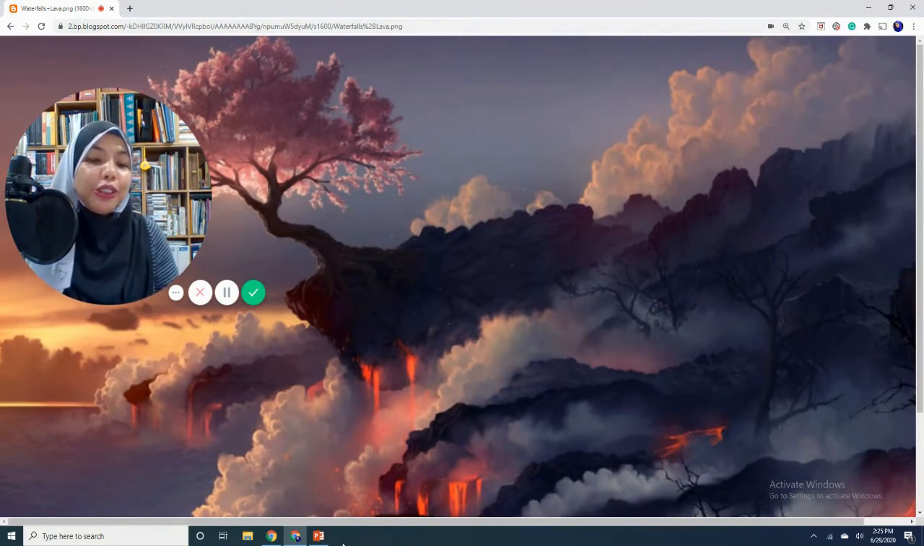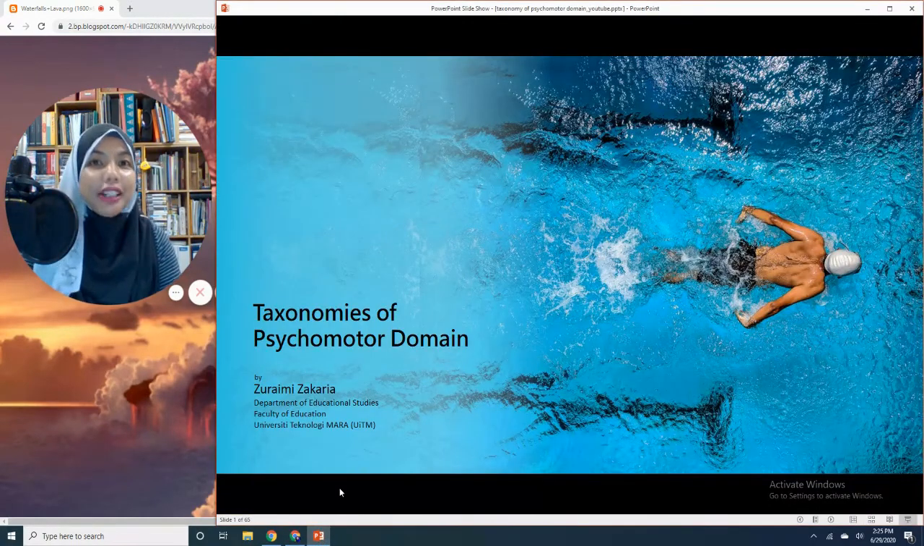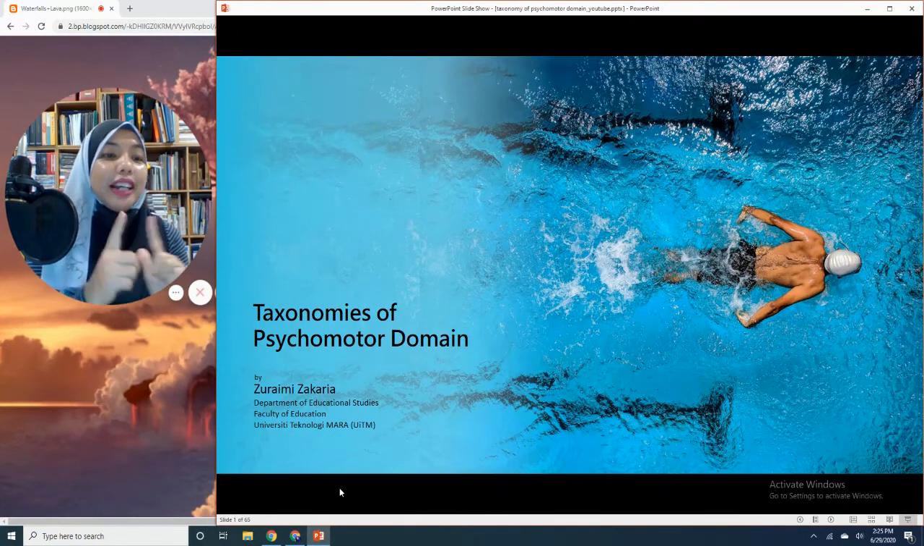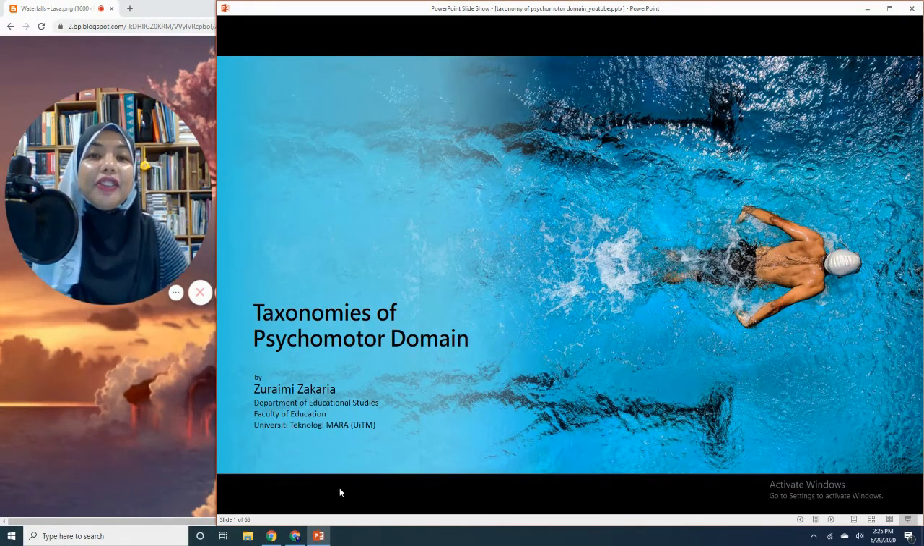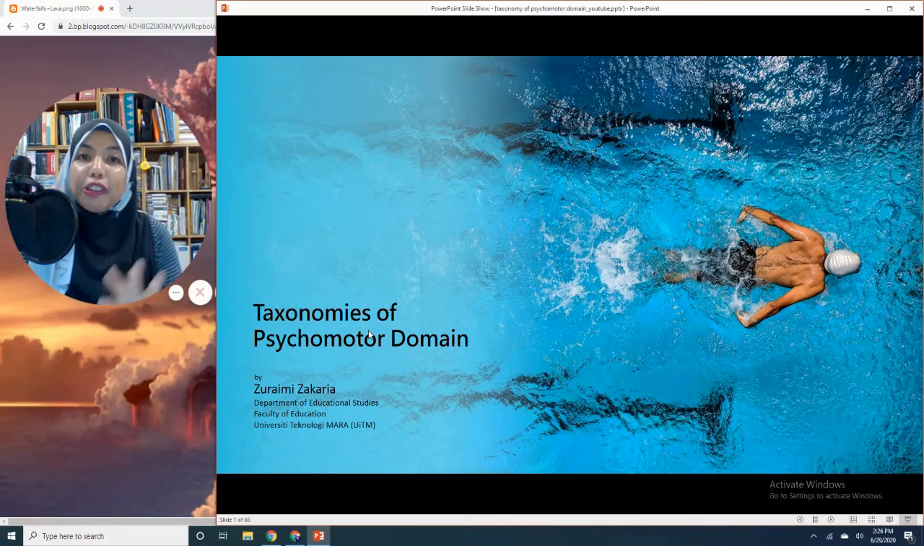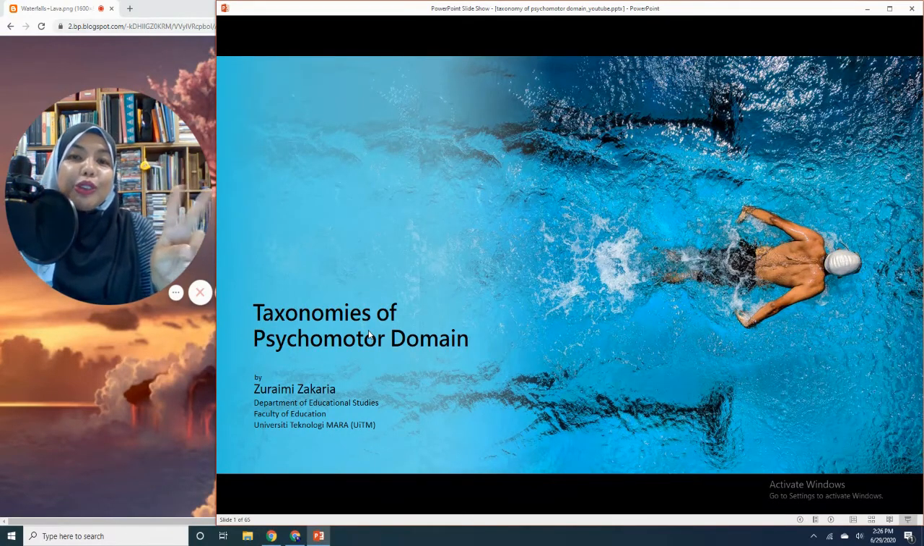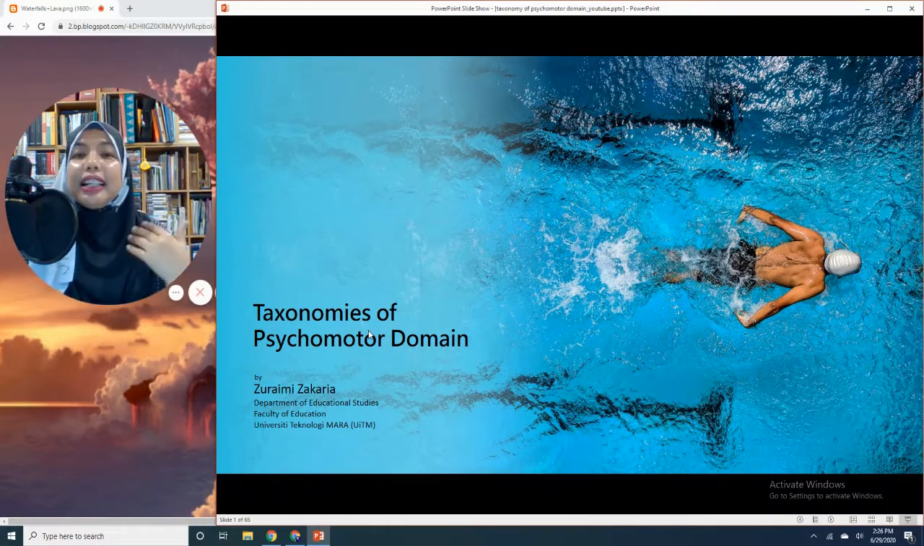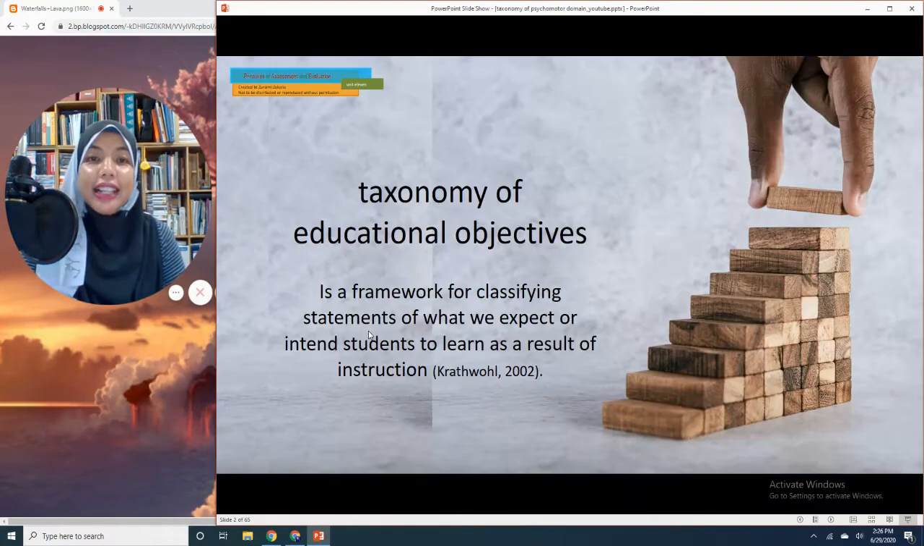All right, so what we are going to look at today is another topic within the domain realm. Now, we have looked at cognitive domain. We have also looked at affective domain. Now, this is the final domain of learning that we are going to delve into, which is psychomotor domain. Please note the word taxonomies here, the plural form of taxonomy, because we are going to look at three different taxonomies for psychomotor domain, two of which we are going to look at in detail, and one just like a brief overview. Okay, let's continue.